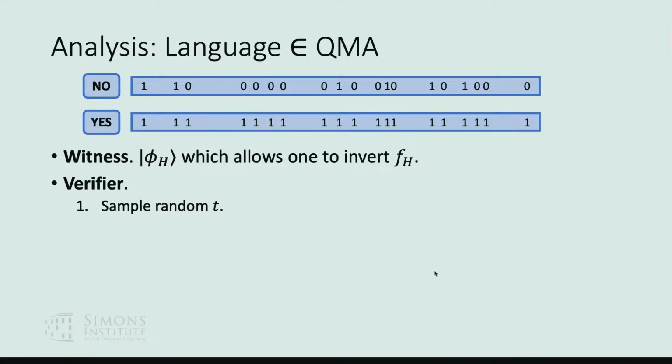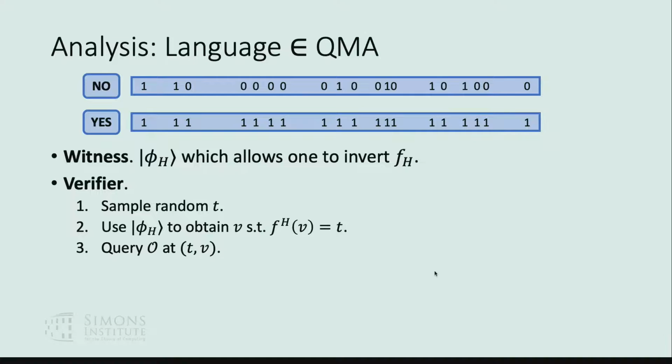And so the verifier is going to sample some random image. It's going to use this witness to invert F. And so now it has obtained a valid index that has useful stuff you're going to query. If you see a 0, it's a no. If you see a 1, it's a yes.